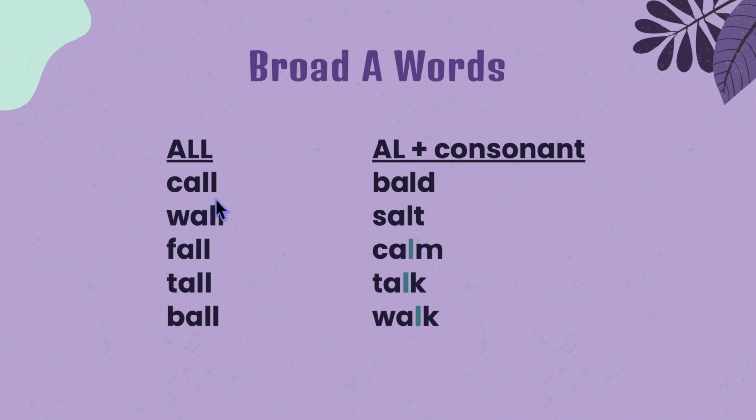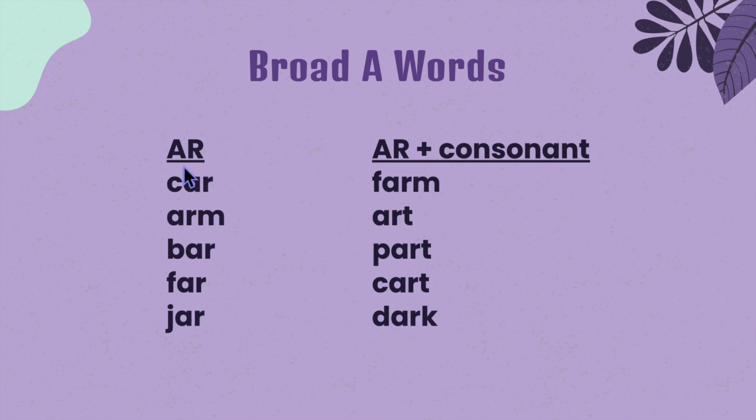So we have call, wall, fall, tall, and ball. Here we have AL plus another consonant, so we're going to try the broad A sound. Bald, salt. All three of these words will have a silent L. Calm, talk, walk. Here is our R sound in car, arm, bar, far, and jar.